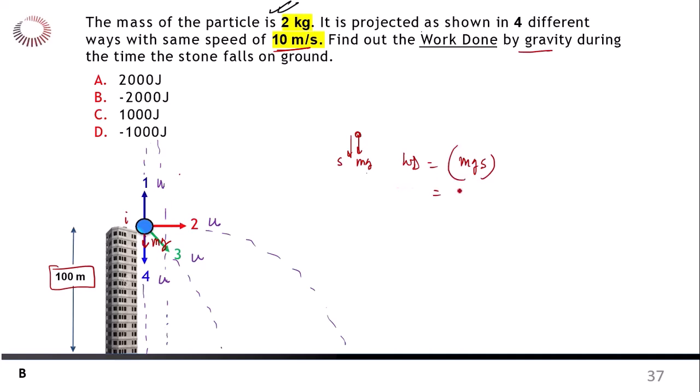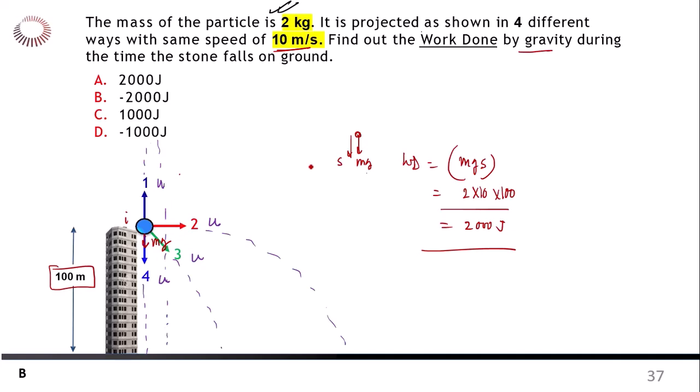That means the mass is 2 kg, so 2 into 10, and AC is 100. It's 2000. That's your answer. So whenever the particle is projected following 4 or 5 different paths, whatever path it follows, I don't have to bother about it. I want to calculate the work done by gravity. So the work done by gravity is 2000. Understood? That will be your answer.